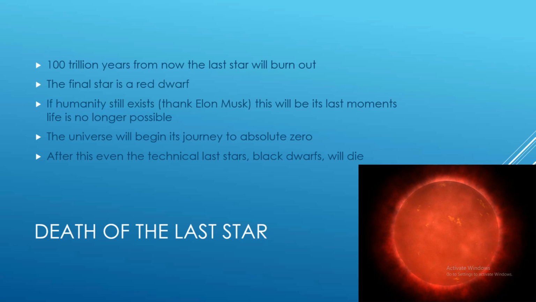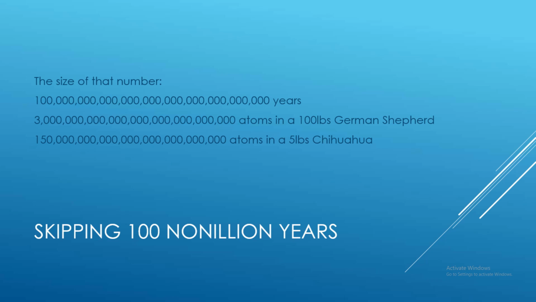After this, there are still technically last stars, black dwarfs, and the bloody will die and stuff. But that's going to take a little while. Okay, now we get to skip. Wait, we didn't skip. Okay, I'm just making sure. So now we get to skip 100 nonillion years. That is 1 followed by 30 zeros. So quite a few.